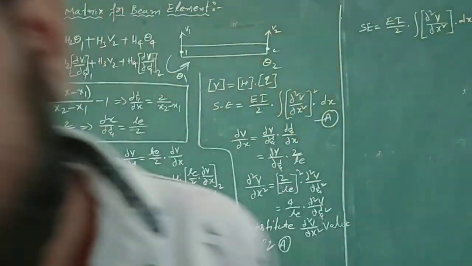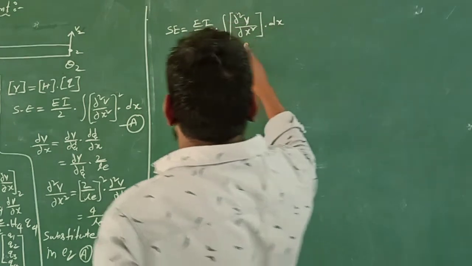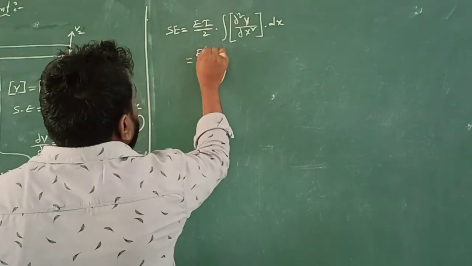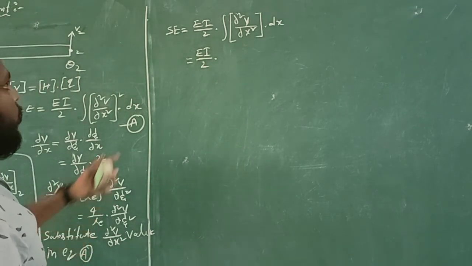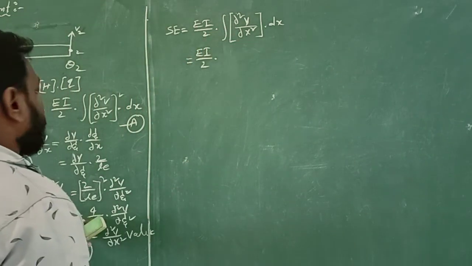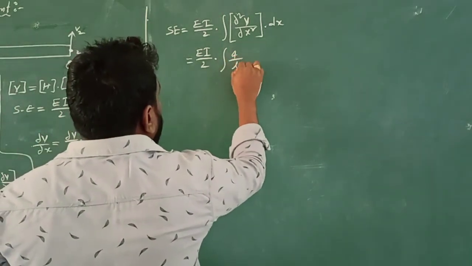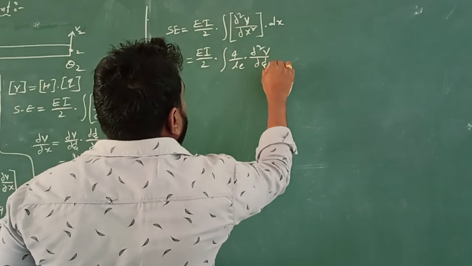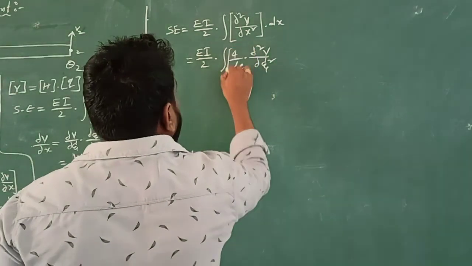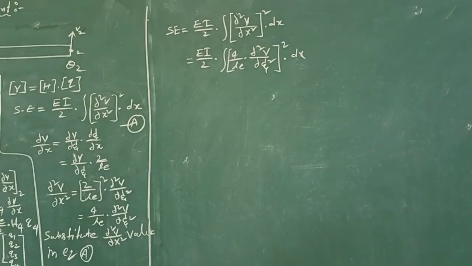Okay, so substitute ∂²v/∂x² value here. That is EI/2 into EI/2 into ∂²v/∂x², meaning here the integral of 4/le into ∂²v/∂ξ², whole square, into dx. This is the final equation we got.